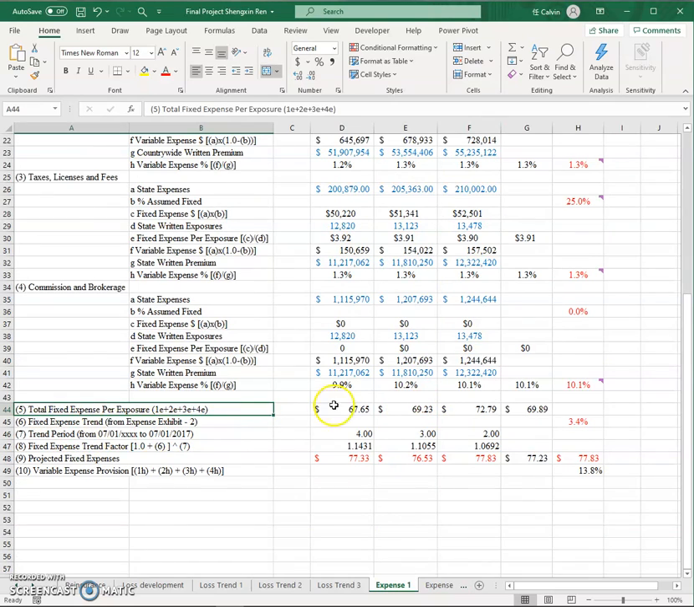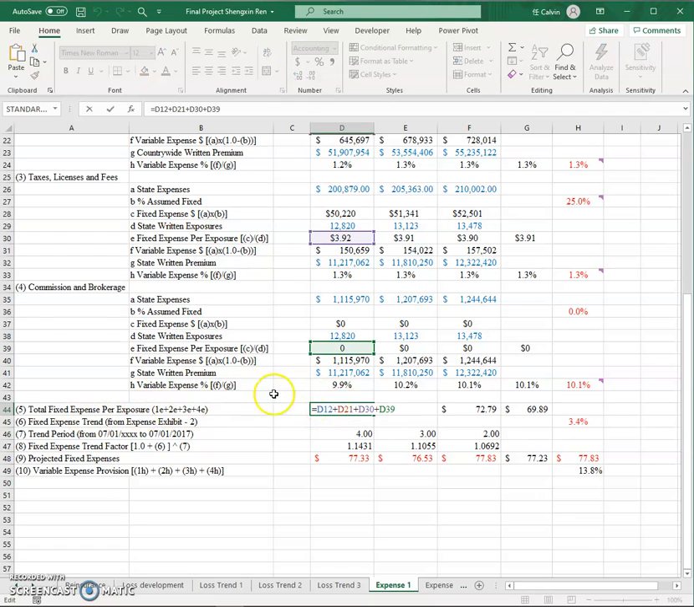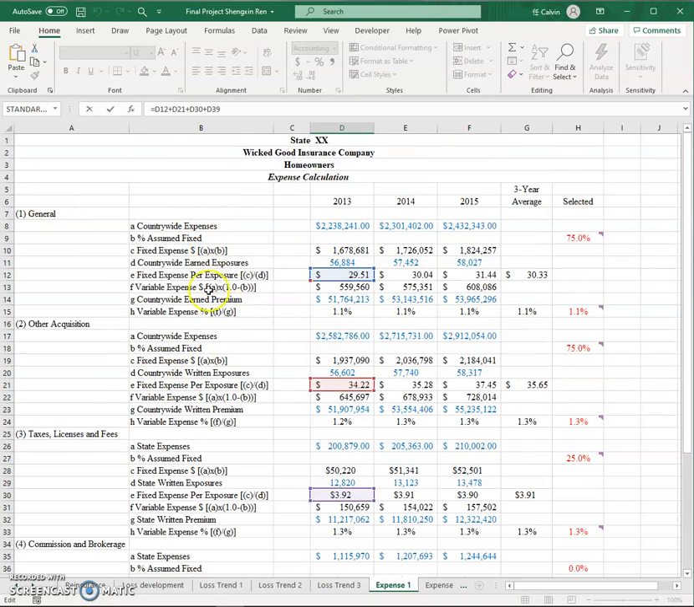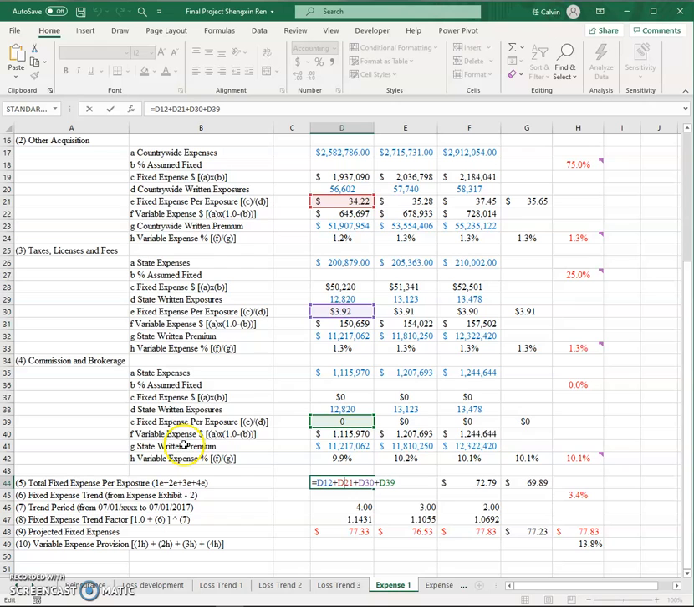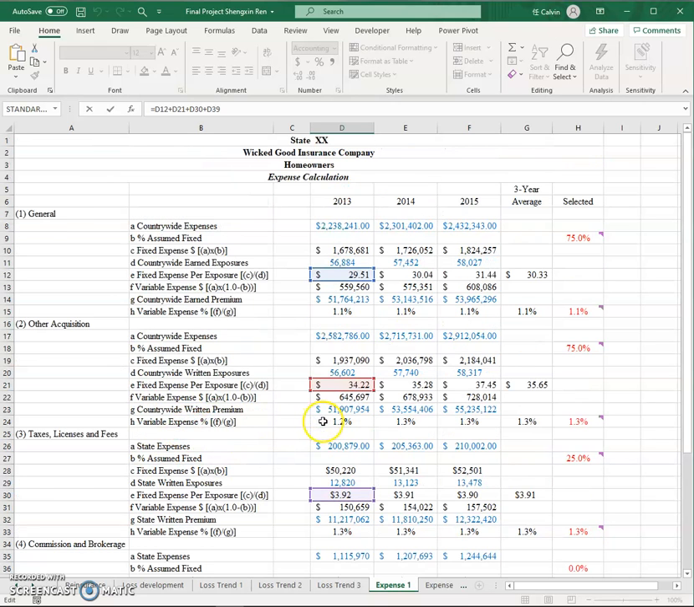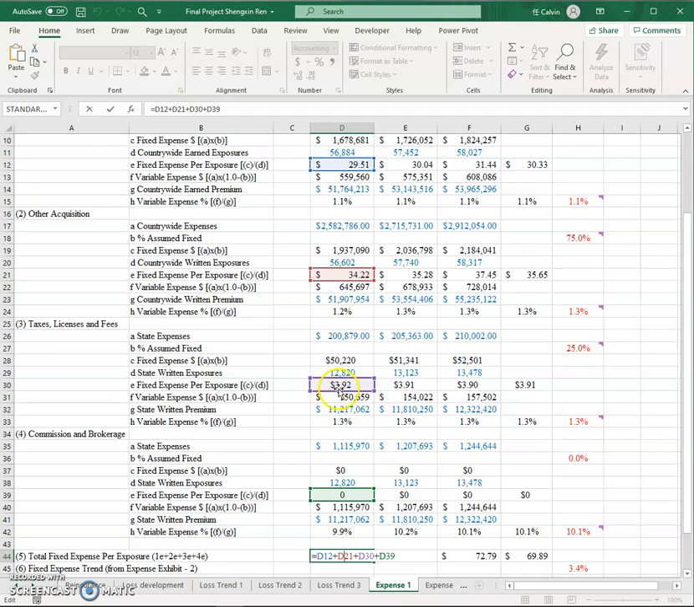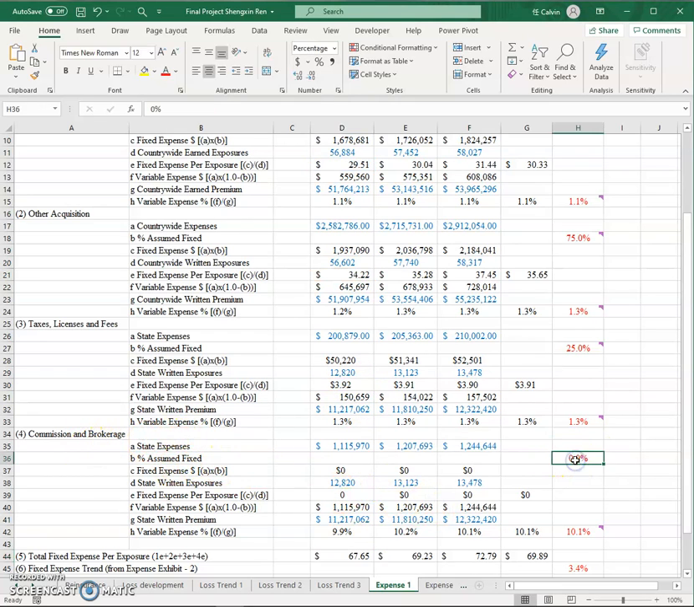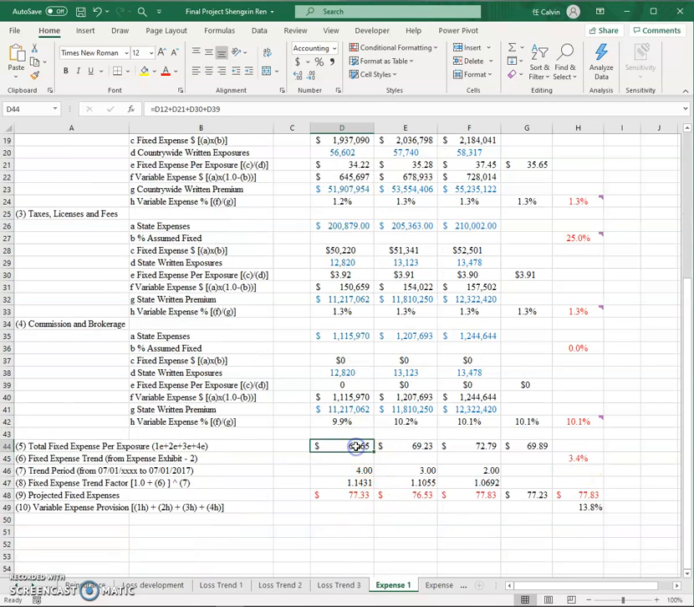Let us skip those to the total fixed expense per exposure. For this one, we simply add everything's fixed expense per exposure. For the first one, general is 29.51, other acquisition is 34.22, and the tax and license fees is 3.92. For the commission and brokerage, since the assumed fixed is 0, we just add them up. I'll get this number. Same for the rest.